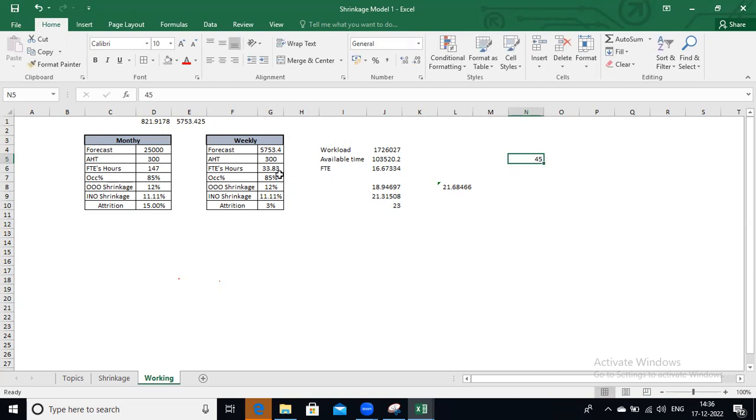Whenever you are showing the calculation, always make sure that the calculation you are showing is accurate on the basis of this logic. So this can vary, like 40 hours. On 40 hours you can apply this logic, not 45 hours, because here you can see that you have applied out of office shrinkage and in office shrinkages, both the shrinkages here.